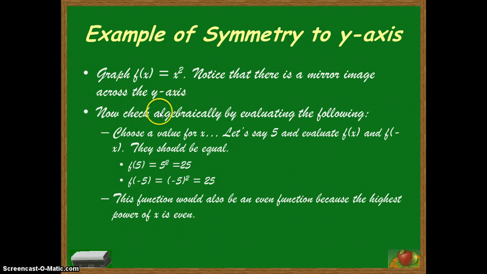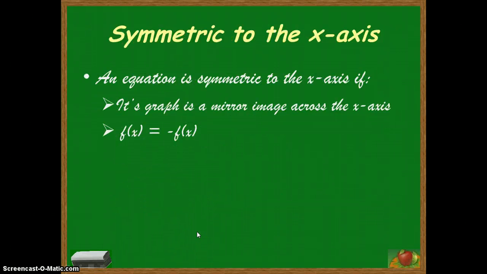Check algebraically by evaluating the following. Choose a value for x, let's say 5. Evaluate f of x, and evaluate f of negative x. Well, let's see. F of 5 would be 5 squared, or 25. F of negative 5 would be negative 5 squared, or 25. Therefore, we would say this is an even function because the highest power of x is even. It's also symmetric to the y-axis.